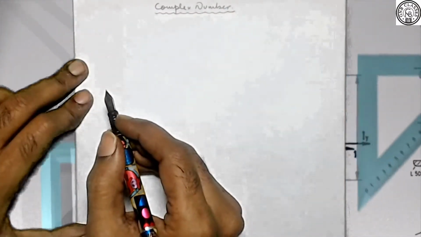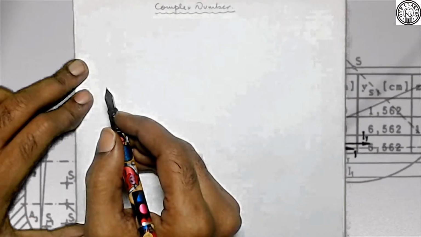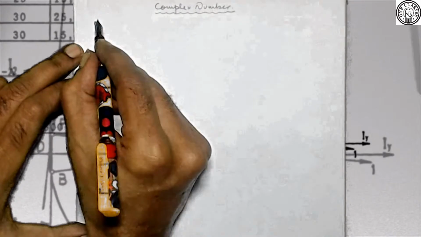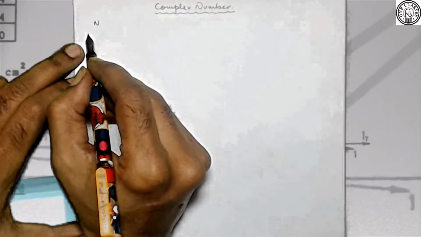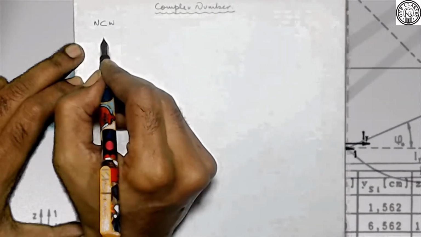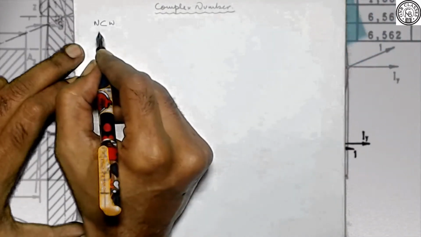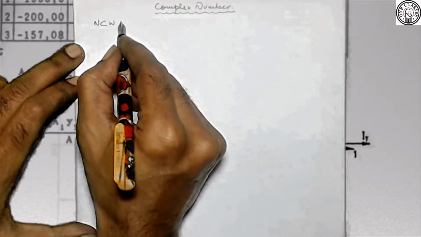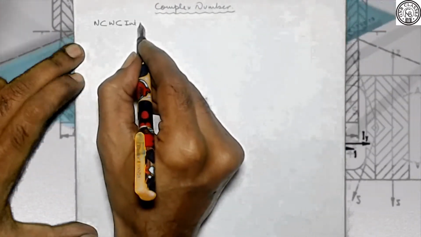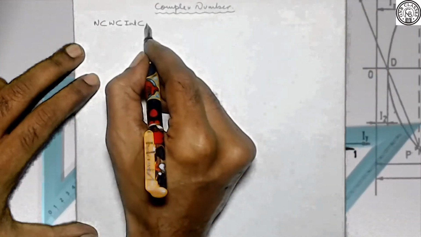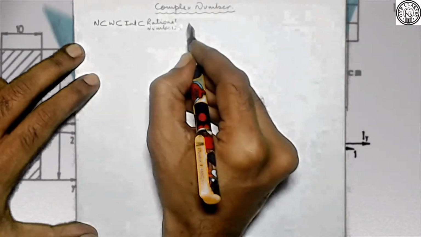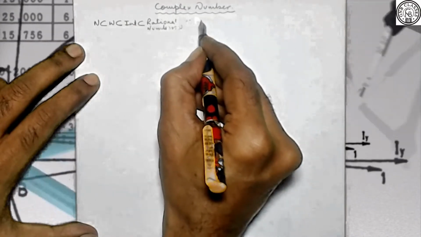Before starting the chapter, we must know the number system that we have till now. We have natural numbers, that is 1, 2, 3, 4 and so on, which is a subset of whole numbers. Whole numbers include the number 0 along with the natural numbers. Whole numbers are a subset of integers. Integers are a subset of rational numbers. Rational numbers are a subset of real numbers.